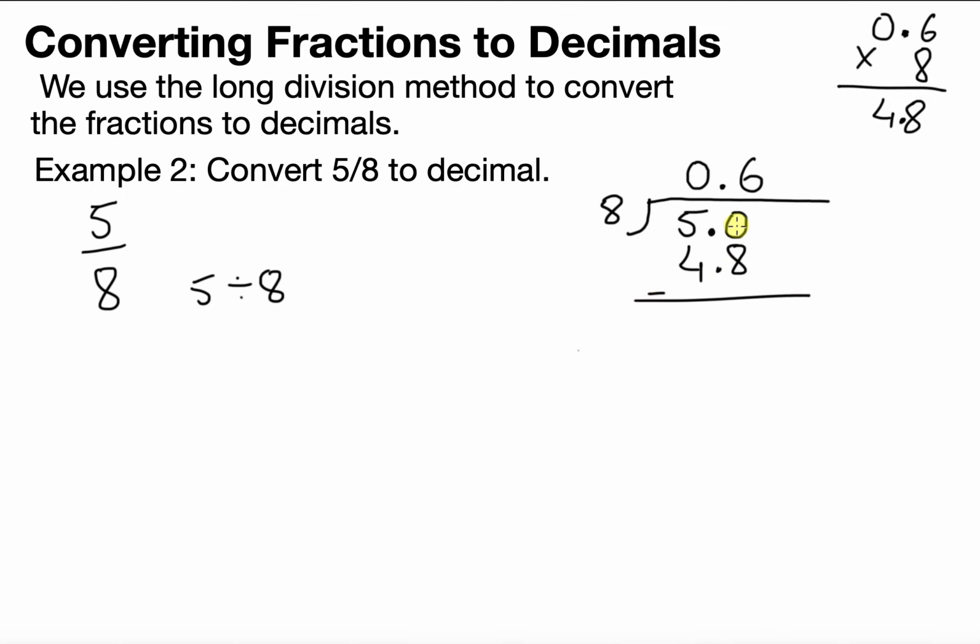Zero minus 8, we can't do it. We borrow 1 from 5, which makes it 4. And this becomes 10 minus 8 is equal to 2. So which is 0.02. We put another 0 there and bring it down.